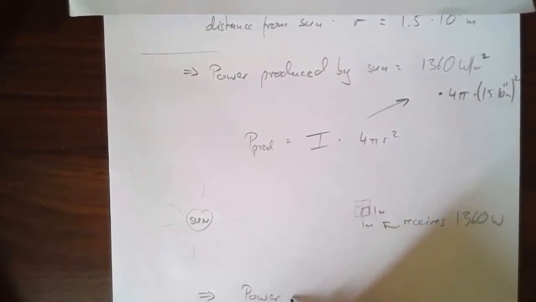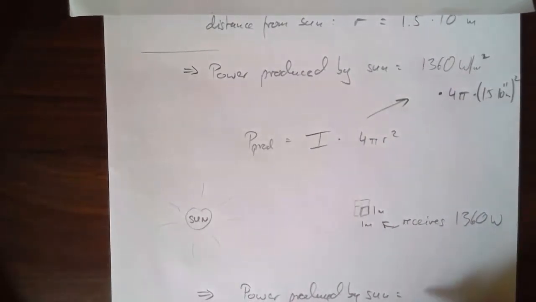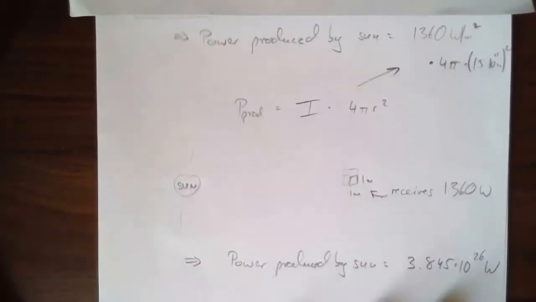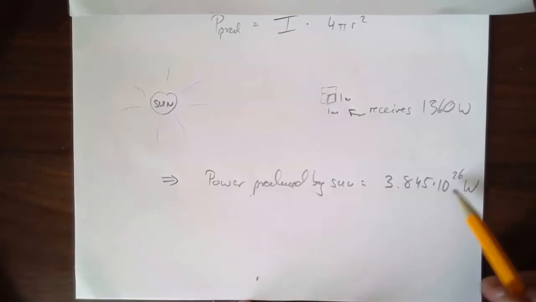Power produced by the sun. And the answer you're going to get if you multiply those is, unless I am mistaken, about 3.845 times 10 to the 26 watts. Oops, you can't see this. There you go. It's an unimaginably large amount of energy.